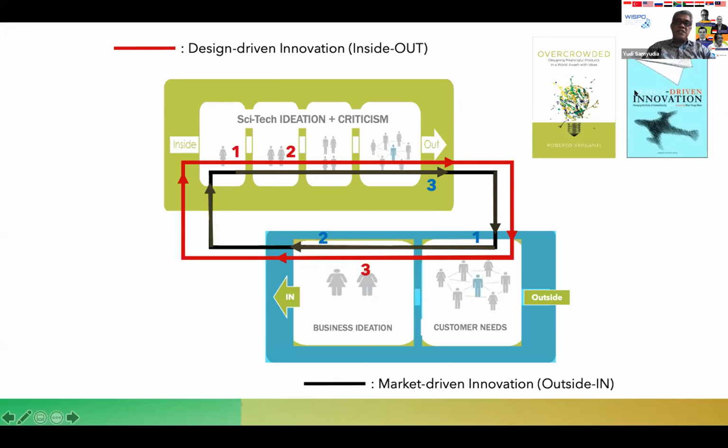All the participants who are interested in this approach, design-driven innovation, please read these two interesting books relevant to this approach.